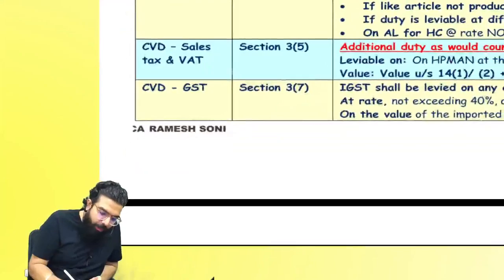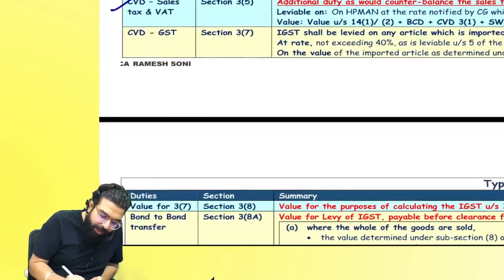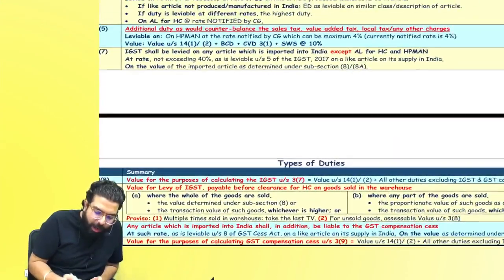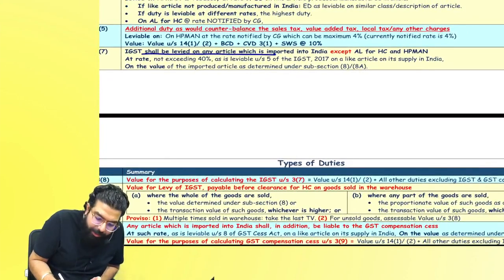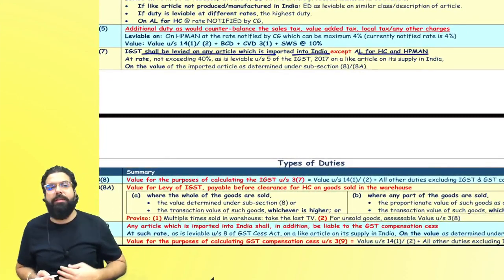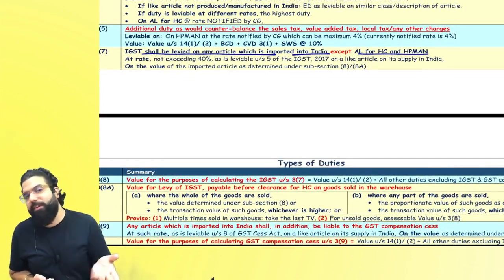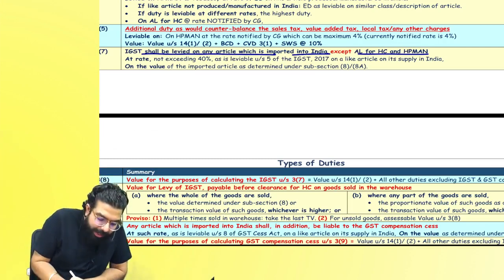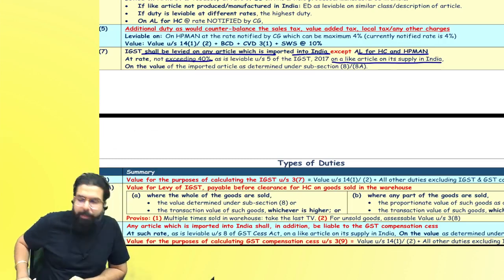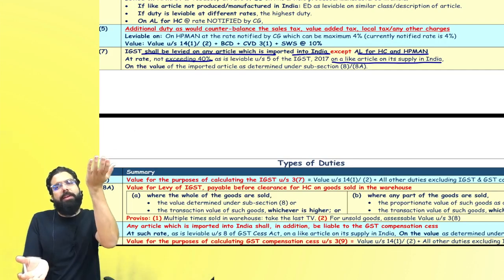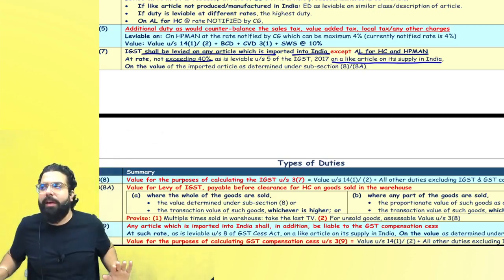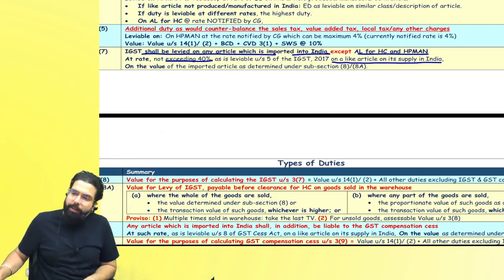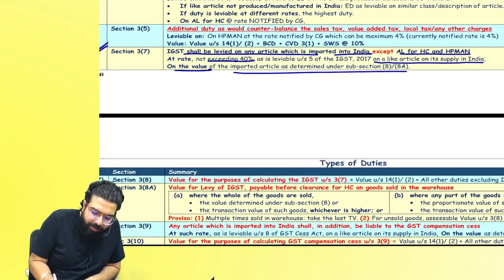Now I have gone ahead and told about 3.7 over here. 3.7 means IGST shall be levied on any article imported into India except alcoholic liquor for human consumption and HP man, because on that GST is also not there. So under section number 3.7 IGST also will not come. Then at the rate not exceeding 40% on a like article on its supply in India. In India, if like article has 18% IGST, on import also under 3.7 IGST at the rate of 18% will be charged on the value which is determined under section number 3.8 or section number 3.8a.